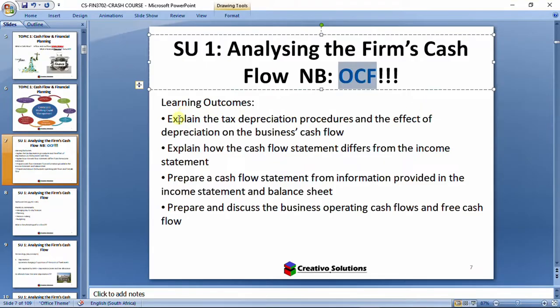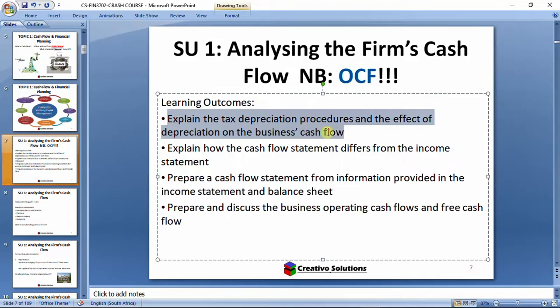Right, so if you've looked at the learning outcomes in this particular chapter, you need to explain what depreciation is. Depreciation can come up. You do need to know how to calculate depreciation, so quite a bit of accounting knowledge that you need to remember. Okay, we need to remember the difference between straight line method and diminishing balance. We also need to know how a cash flow statement differs from an income statement.